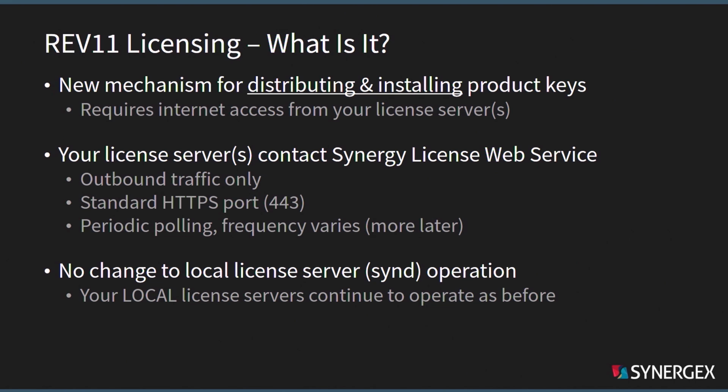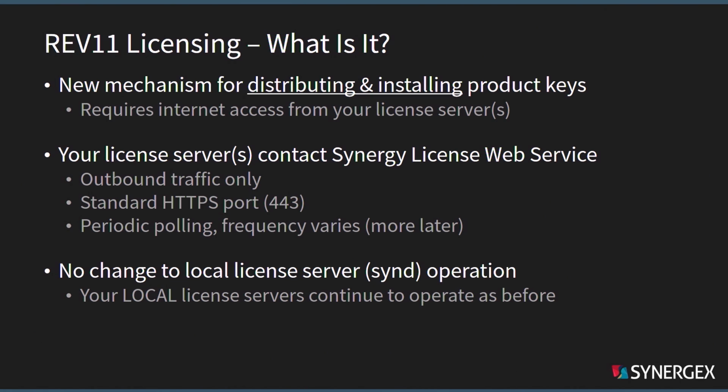And I don't want you to misunderstand. We used to call it cloud licensing. We've kind of stopped doing that now because it was a little bit misleading. This is not licensing from the cloud. This is a new mechanism for distributing and installing product keys. And that's really all it is. It doesn't affect the way that your licensing works within your local area network on your systems in any way. It's simply a new mechanism for us getting keys to you and onto your machines.